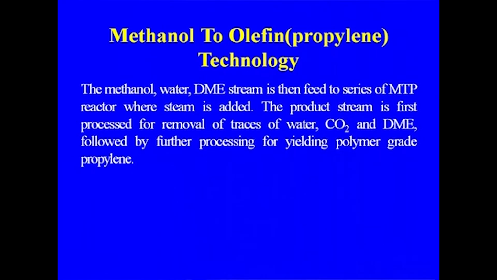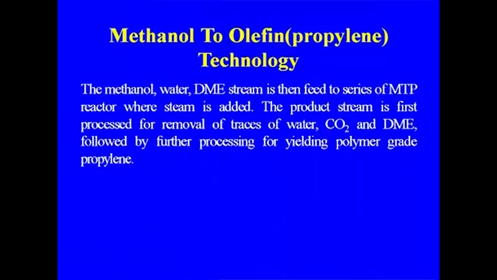If you see, these are the series of reactors where the conversion is taking place, and finally it goes for separation. Finally, the product stream is first processed for removal of traces of water, CO2 and DME, followed by further processing to yield polymer grade propylene.